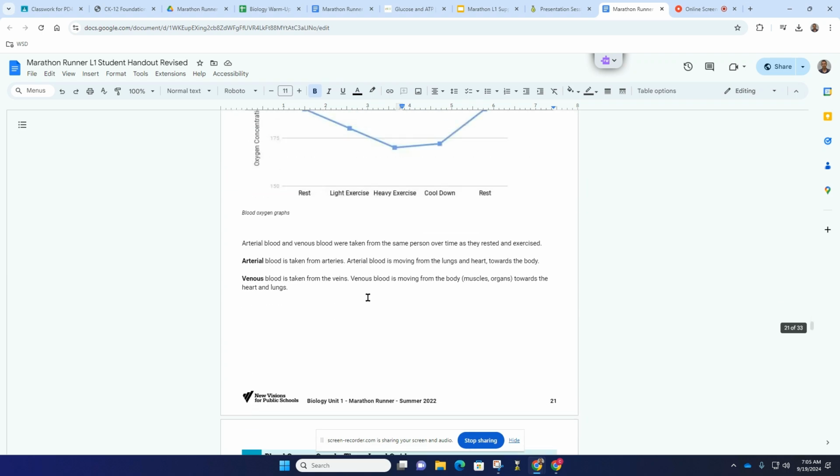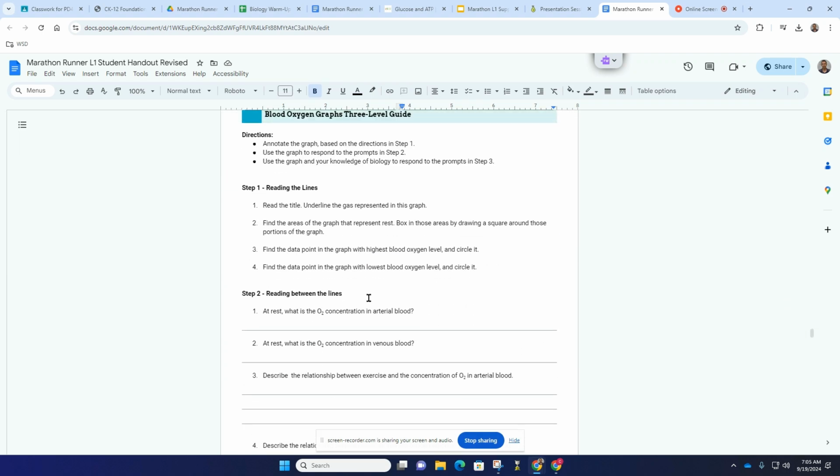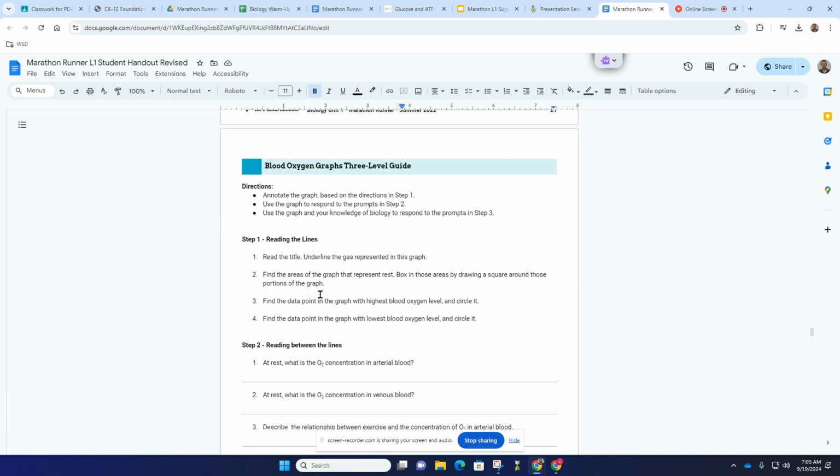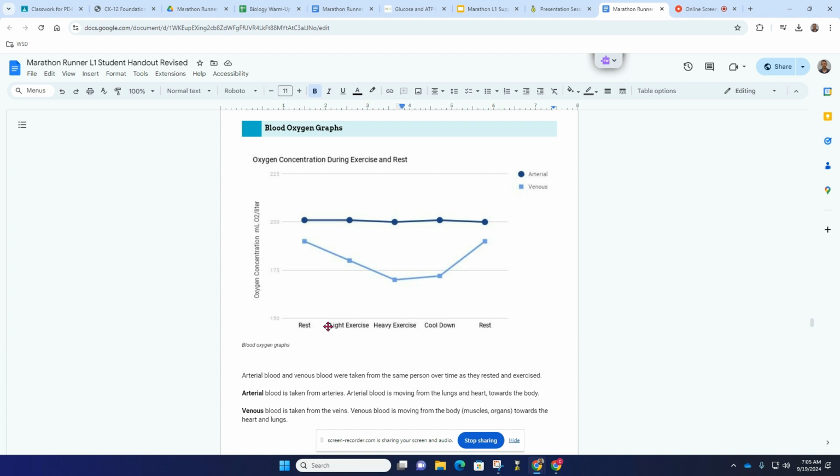For this, I am going to be scrolling back and forth a lot. I apologize, it's just the way it's designed, because we have questions on one page and then we have our graph on the other. It might be easiest if you're following along for you to stay on the questions while I generally look back at the graph.